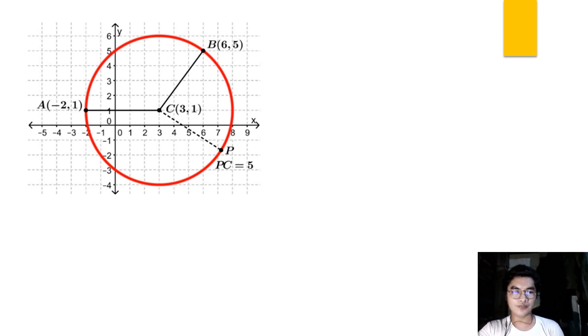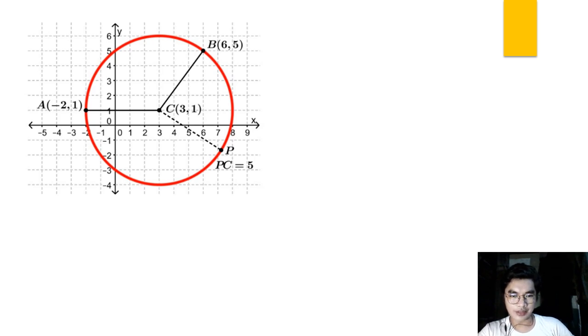So let us observe first this figure. As we can see in the figure, we have a circle that is plotted in a rectangular coordinate system. This circle has 4 points: A, B, C, and point P. Point A has an ordered pair of negative 2 and 1. Point B is an ordered pair of 6 and 5. Point C has an ordered pair of 3 and 1. And as we observe, C is at the center of the circle.